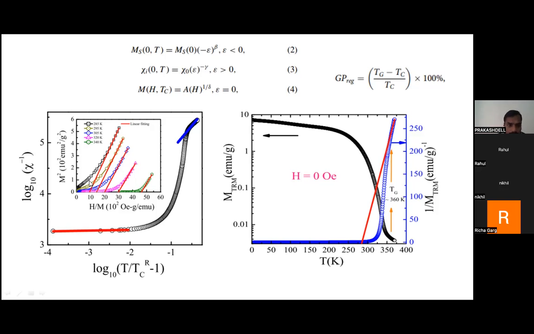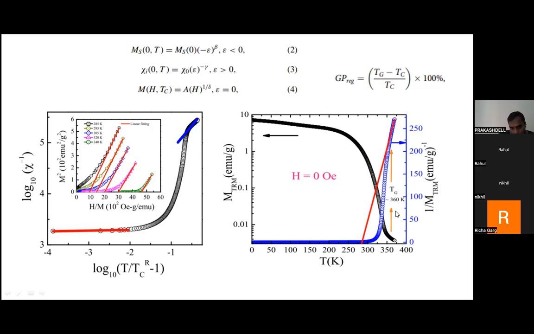So this is the RF plot. As I was telling, if you get a positive slope, it is known as a second order phase transition. Now you are getting a negative slope. So here it says there is no long range magnetic order present in the system.